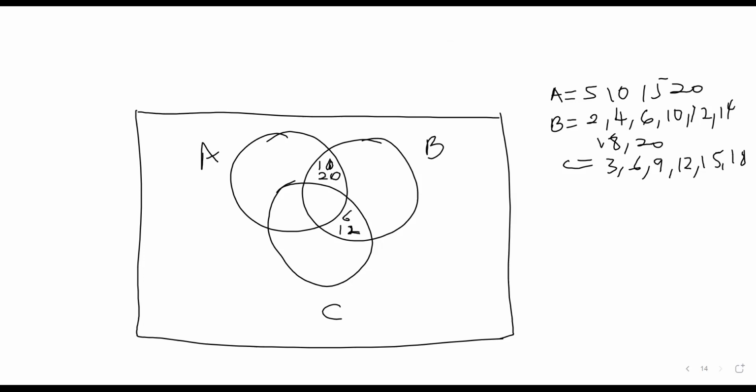$18. 18 is also common. You can put a comma there. AC, what is common in A and C? 15.